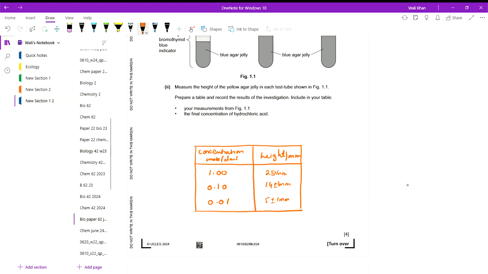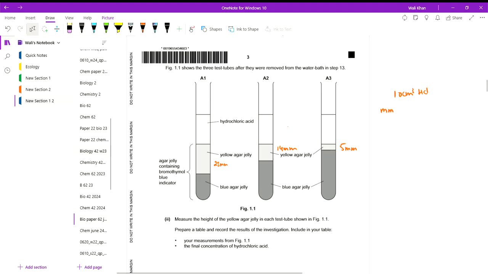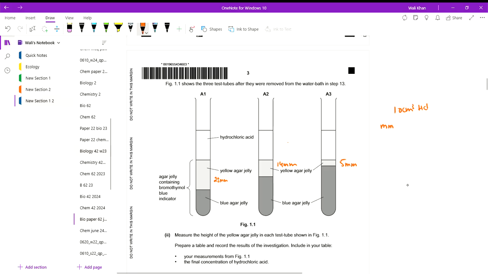You can measure that height with your scale also, in centimeters, then convert to millimeters. So 1 centimeter is about 10 mm. And then if there is 10 centimeter, it is about 100 mm.